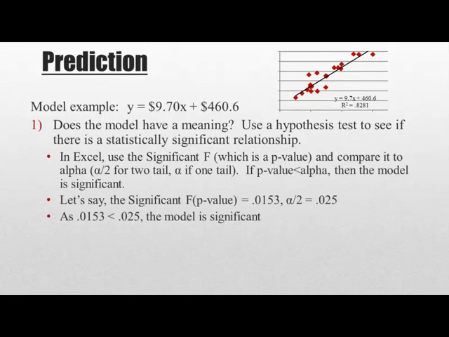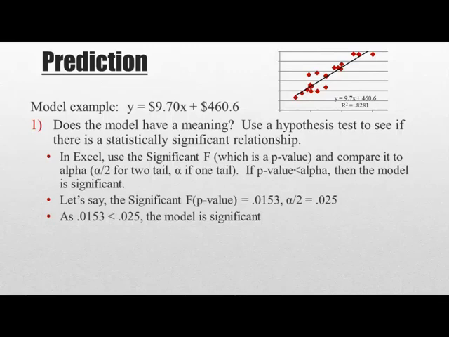So in our example, let's say we're trying to show that the model is significant. So is or is not is a two-tail test, equals, not equal to. So if alpha started as 0.05, you're going to divide it in 2. Therefore, we're going to find that's 0.025 in each tail. Because 0.0153 is less than 0.025, the model is significant.